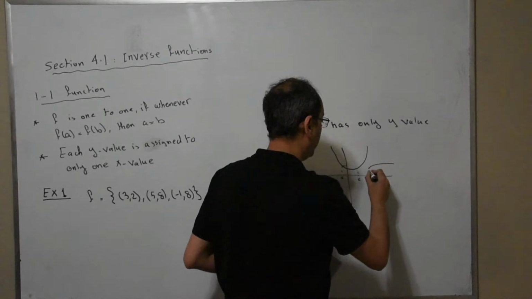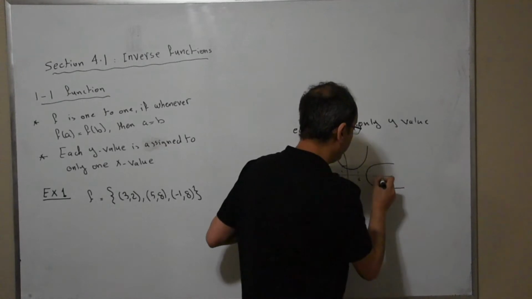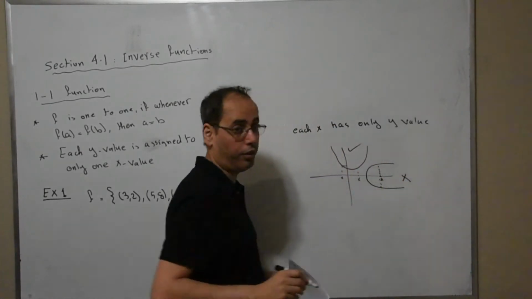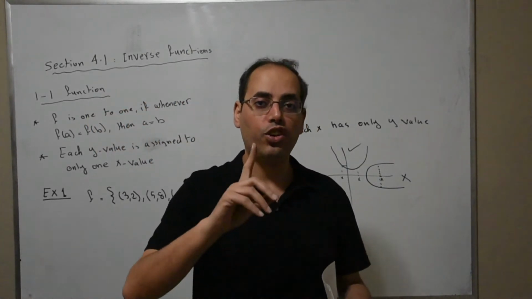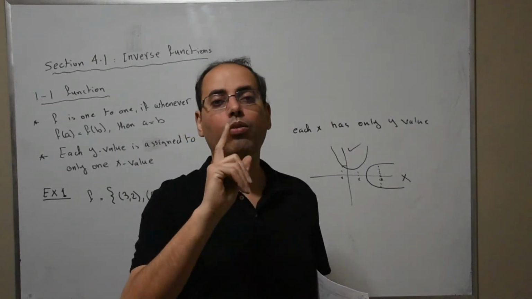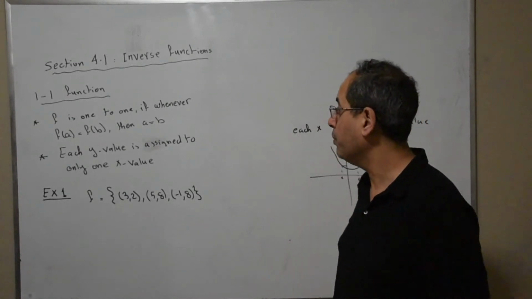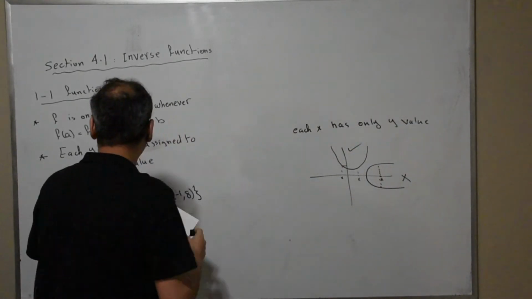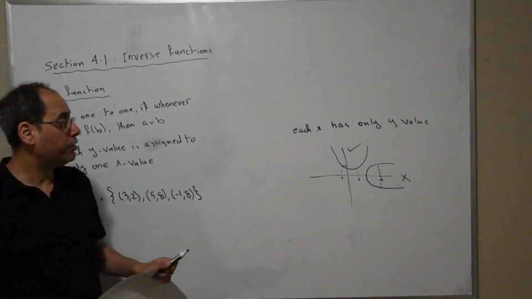On the other hand, a graph like that is just a relation. Here x has two y values. So this is not a function, but this is a function. Now, the new idea is one-to-one. One-to-one says that each x has only one y value, and each y has only one x value. So the opposite, each y is assigned to only one value of x.